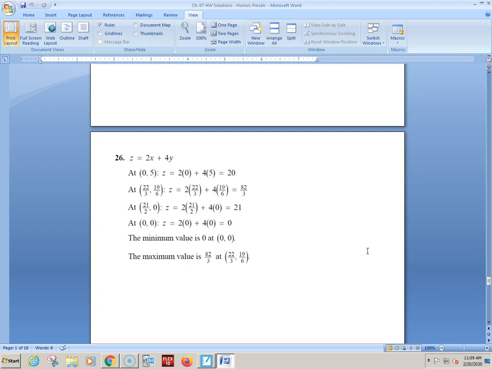14 gave you a picture? No, we need to make it. No, 14 gave us... Oh, wait. Equation and constraints. Yeah. 26 gave us just the constraints. Okay, so not 26. Don't even worry about that. Let's go back to 14.